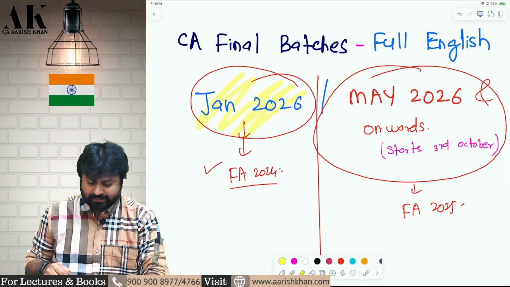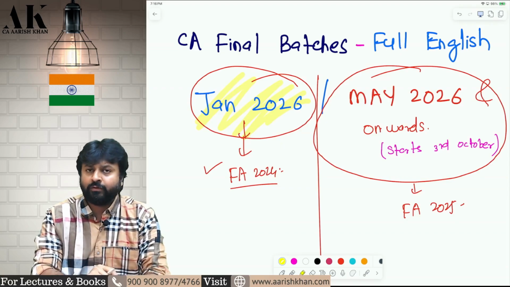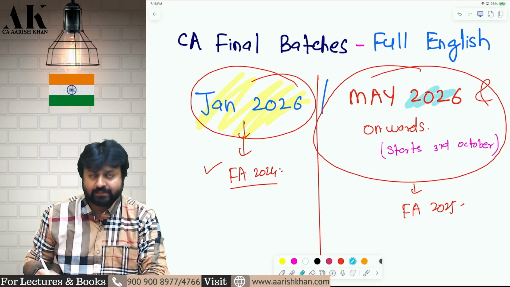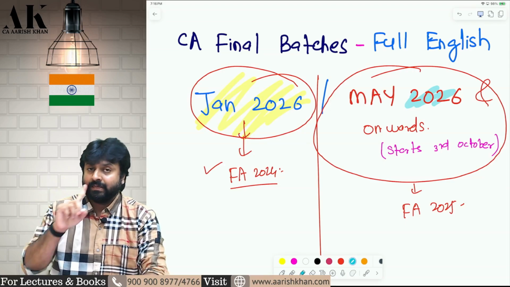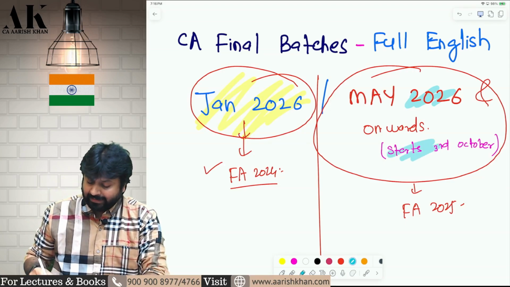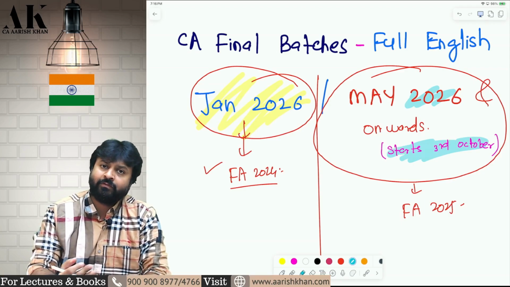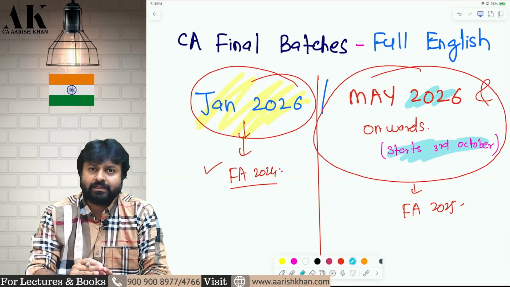So these batches, Jan 26, if you are giving exams in Jan 26, then the batch is already recorded a few months back. But if you are giving exams in May 26, September 26 or till Jan 27, not May 27, till Jan 27, then your batch is going to start from 3rd of October and the recordings will be available from 4th of October. Okay, that is in the next 1 week. So accordingly, you can plan the things.